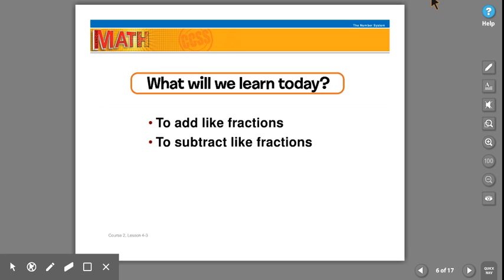Hi there. Today we're going to discuss add and subtract like fractions. I'm going to review examples 1 through 6 on pages 284 to 286.